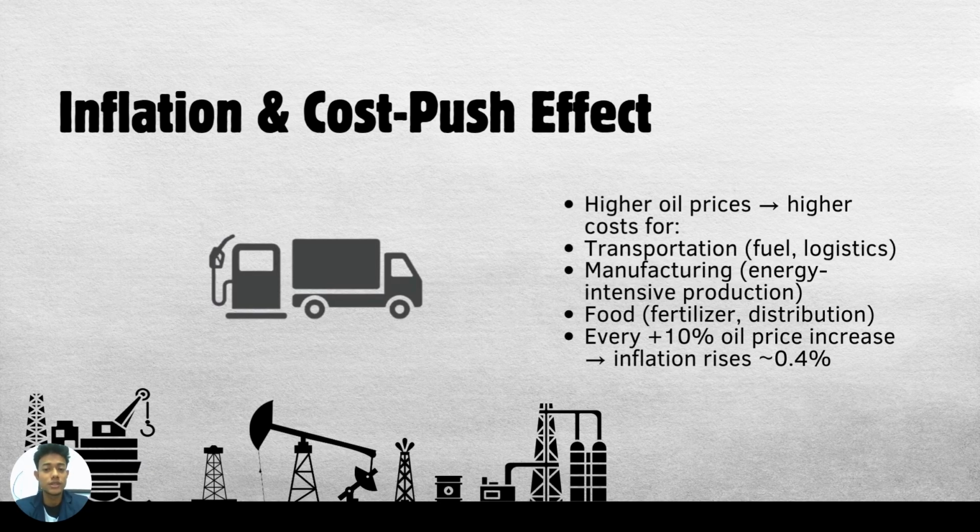When oil prices increase, the cost of many goods and services also increases. This is called cost push inflation. Transportation becomes more expensive because fuel prices go up. Manufacturing costs rise because factories need energy to operate. Even food costs rise due to higher transportation and fertilizer costs. And overall, higher oil prices lead to higher inflation, meaning people must pay more for everyday goods.